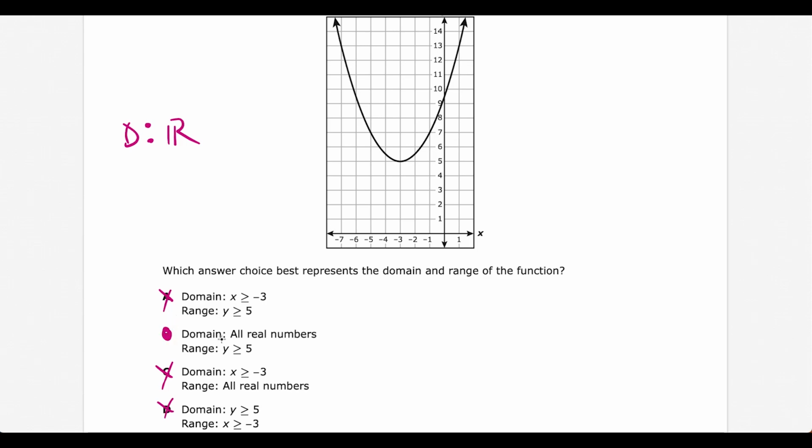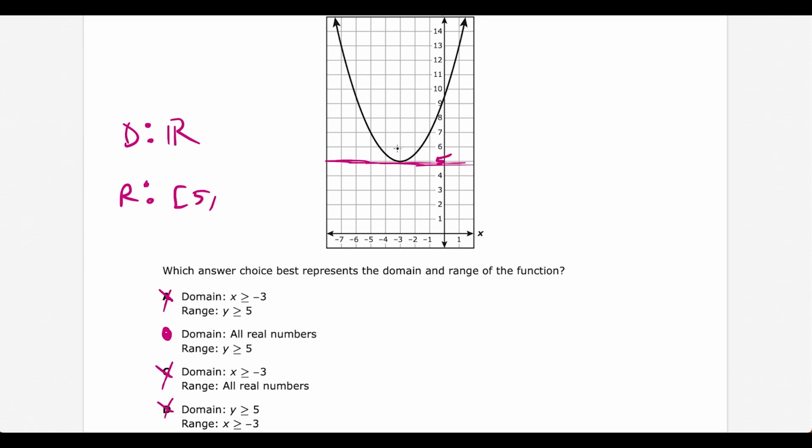But let's verify, why is the range y greater than or equal to 5? So when you're trying to identify range, you want to put either a floor or a ceiling or both on your graph. So notice here that we could put a floor. Our floor is going to be at y equals 5. So our range here is going to start at y equals 5.